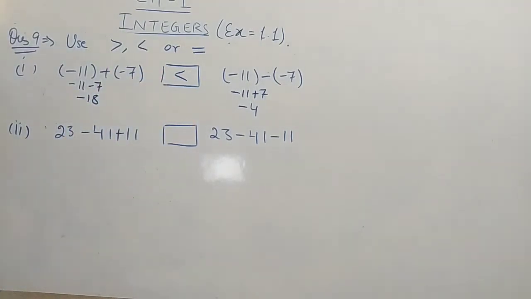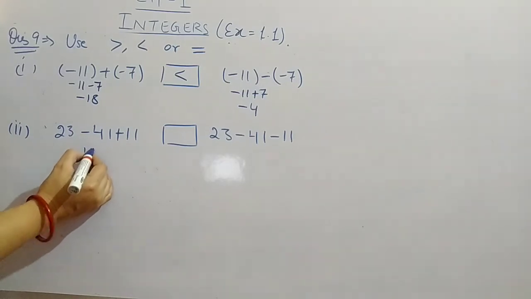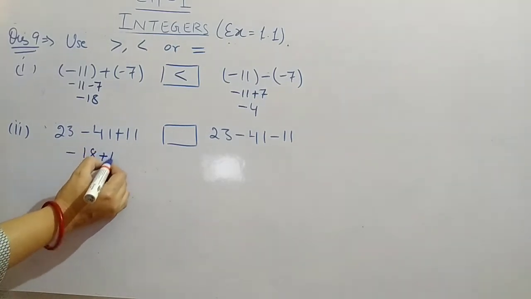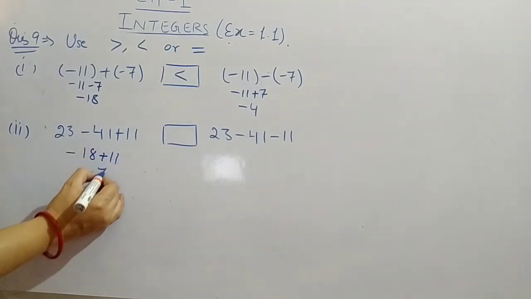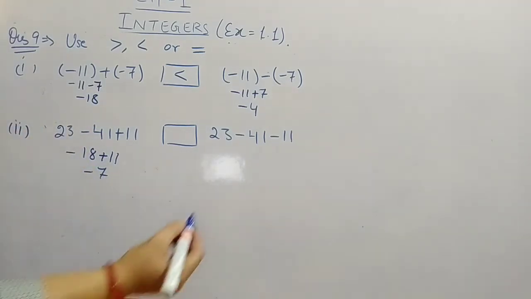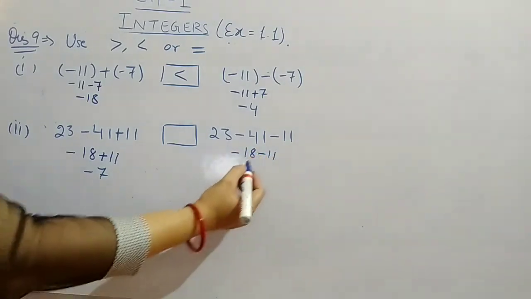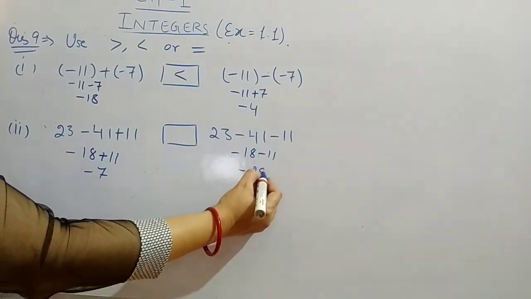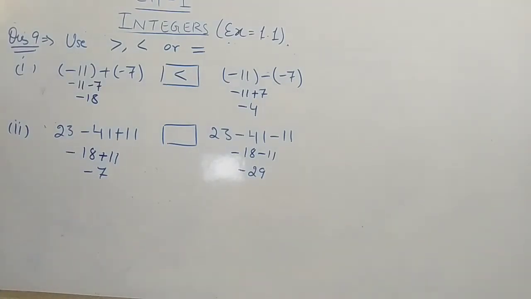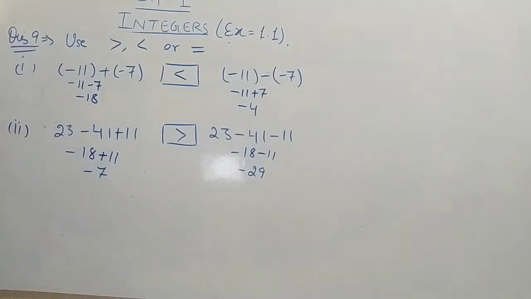Next, 23 minus 41. 23 minus 41 is minus 18, and this is plus 11. Minus 18 plus 11 will be minus 7. Check right side. 27 minus 41, minus 18 and minus 11. It will be equal to minus 29. So from minus 7 and minus 29, minus 7 is greater.